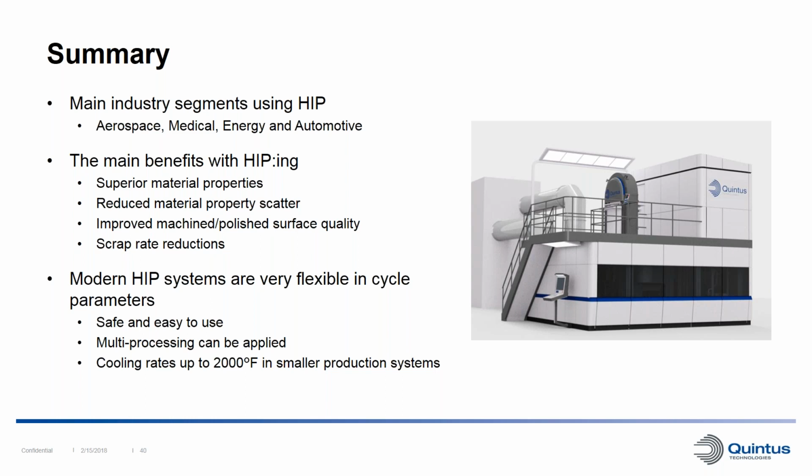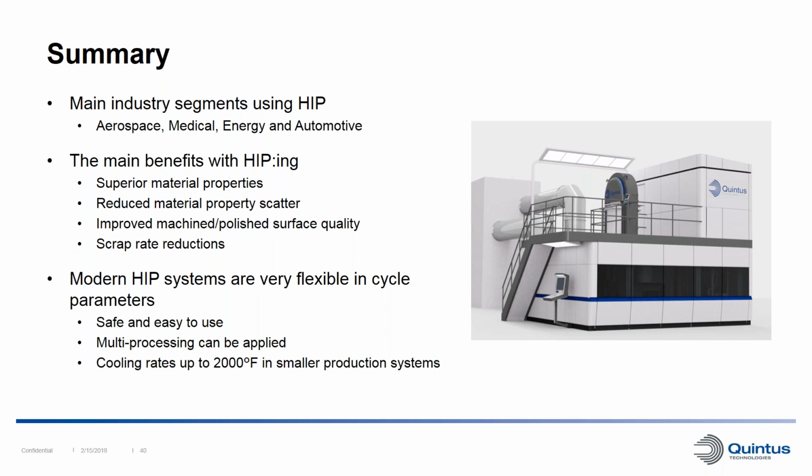You can get an improved machined surface quality when you HIP, because you eliminate all subsurface porosity. You can also use HIP technology for scrap rate reductions. We also talked about the modern HIP systems and how flexible they can be in cycle parameters.